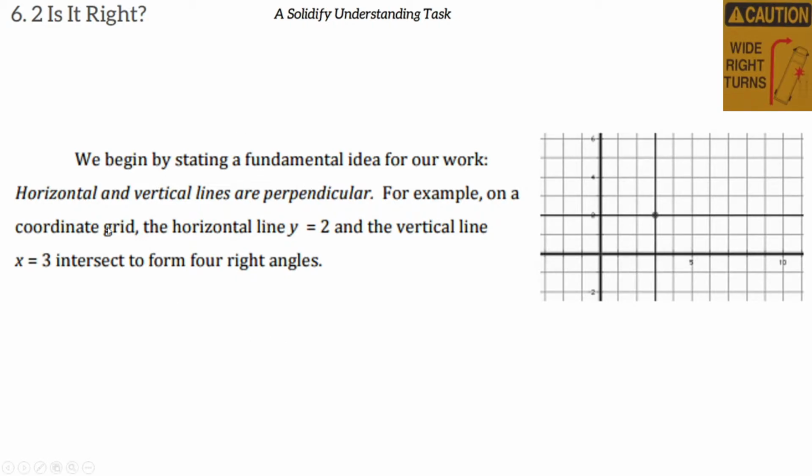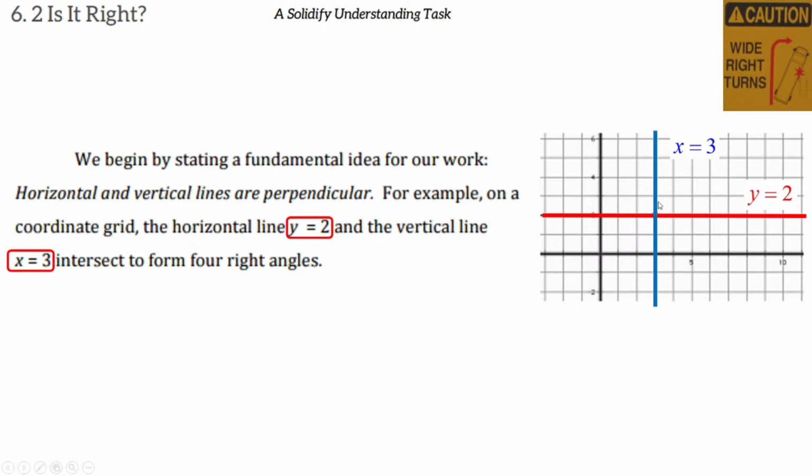For example, on a coordinate grid, the horizontal line y equals 2. So picture y equals 2, and I see it right here. I'm going to highlight it. And the vertical line x equals 3. Okay, so the vertical line x equals 3 is this vertical line right here. And again, understand the x coordinate of every point on this vertical line is 3. And the y coordinate of every point on the horizontal line is 2.